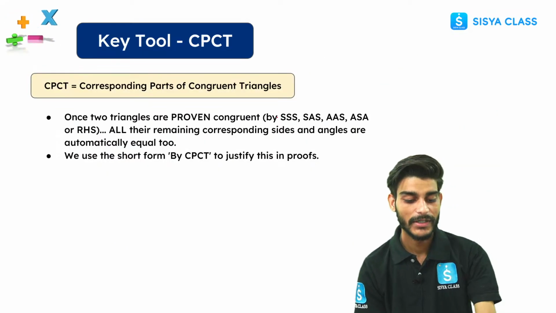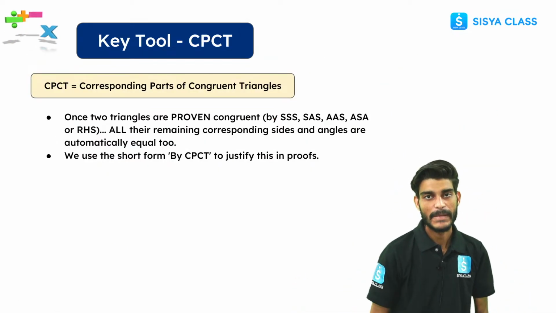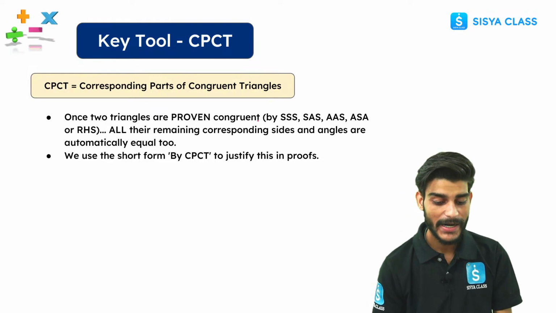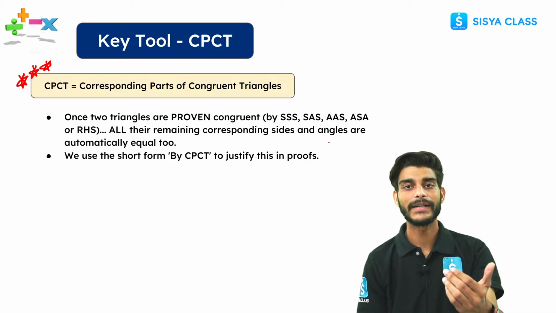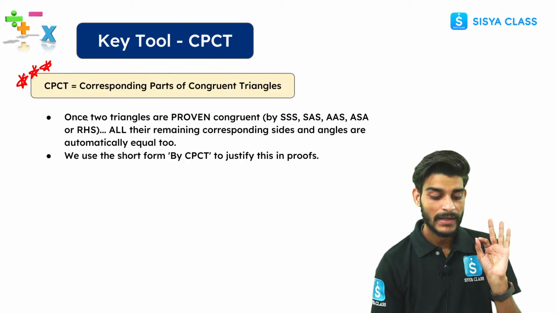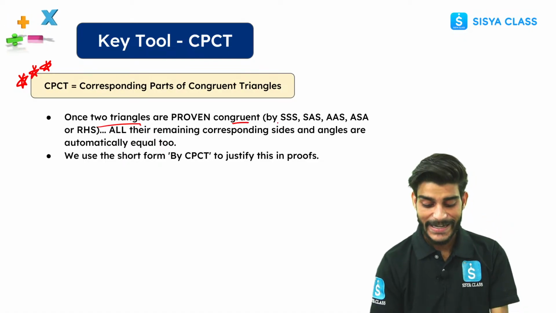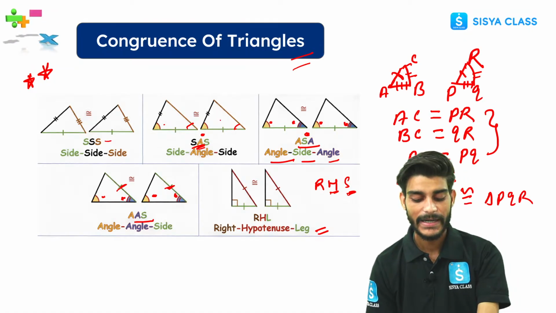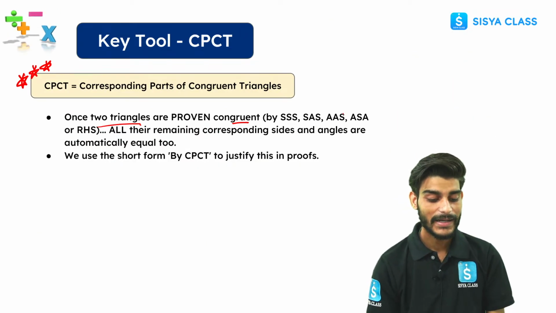Now I'll move on to one of the important tools, that is CPCT. CPCT says corresponding parts of congruent triangles. Now, why did I say this is important? Because this will help to prove the triangles to be congruent or not. So when I show that the two triangles are congruent by some criteria, we have to use any one of the criteria, then only we can say that the two triangles are congruent.